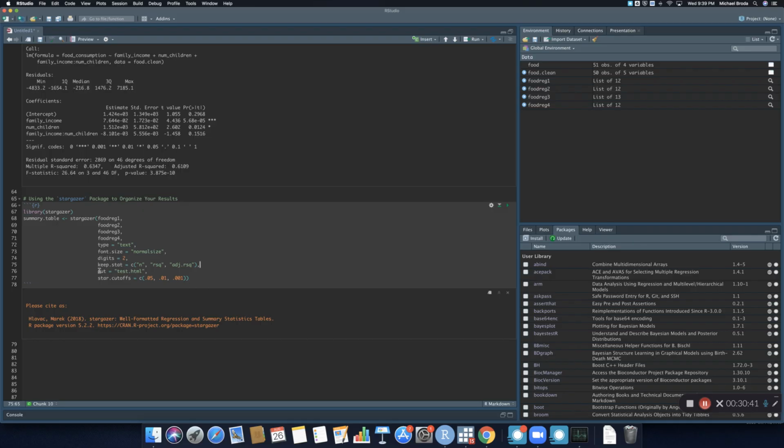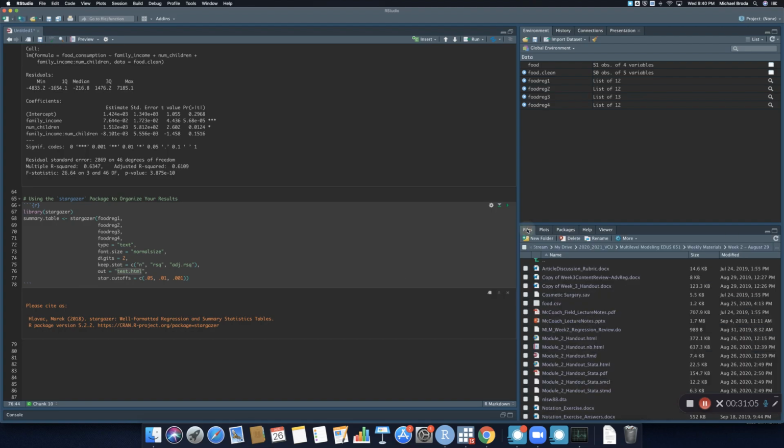And then the last thing, this is a super cool trick. If you add this command out, it will create an HTML table for you that you can copy and paste into Word or into, I think, Google Drive, but definitely into Word. So I'll show you. And the name of this thing is going to be test.html. And it's going to go right into whatever your working directory is.